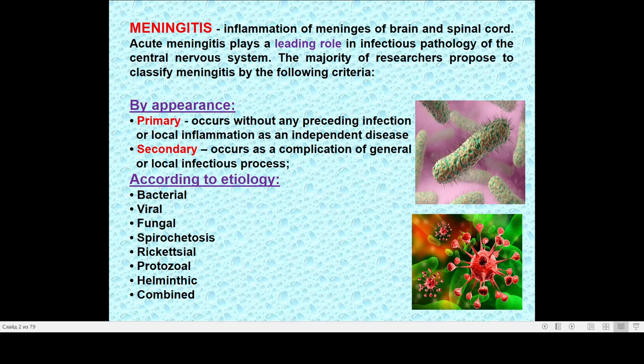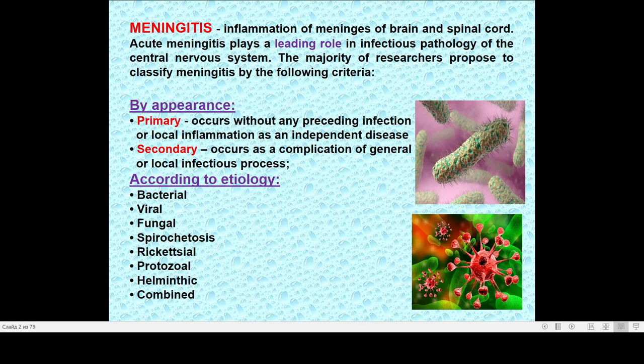Meningitis is inflammation of the meninges of the brain and spinal cord. Acute meningitis plays a leading role in infectious pathology of the central nervous system. Classification of meningitis may be by the following criteria: by appearance, primary and secondary meningitis.